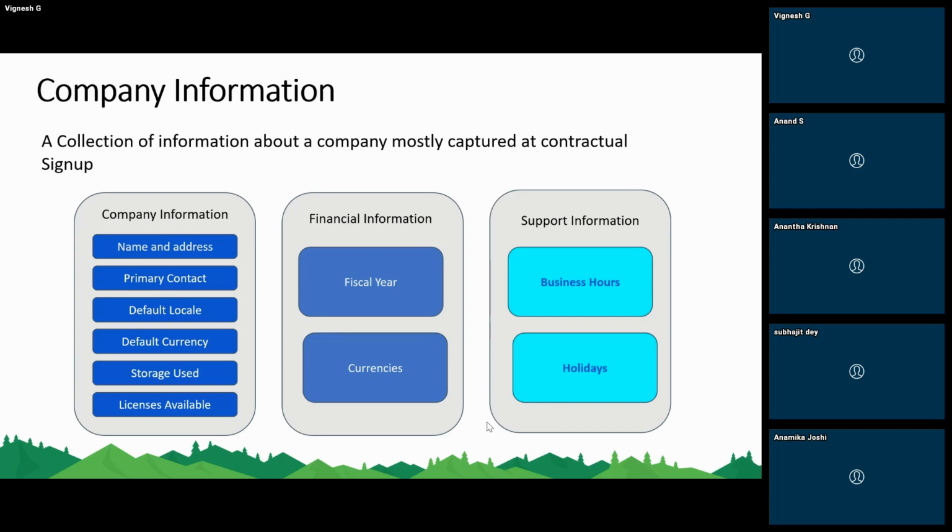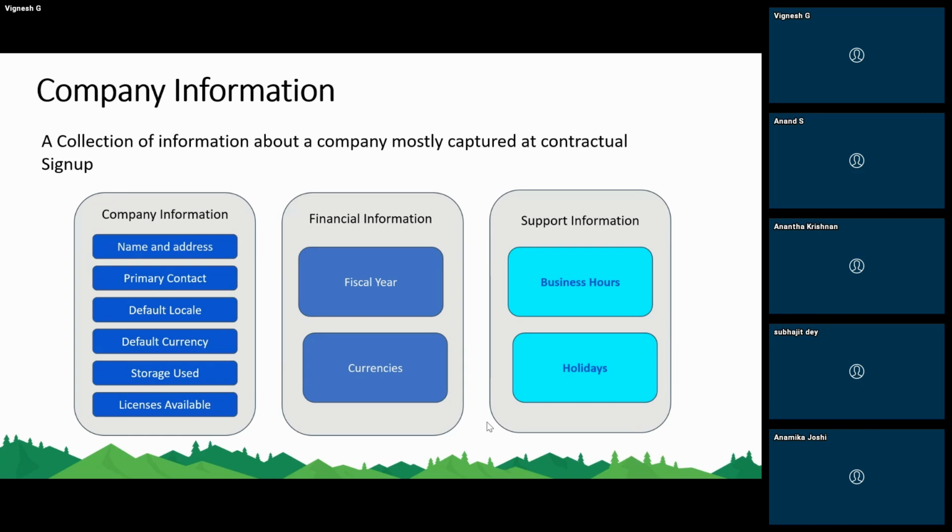We may need to enable multiple currencies if the organization is in multiple locations and selling products in different countries, like Singapore in SGD, India in INR, and the US in USD. If you need to track which country has higher sales value in their own currency conversion, business currencies, everything will be configured in this section. Another one is the support information, which consists of business hours and business holidays followed by the organization, set up in the support information section.